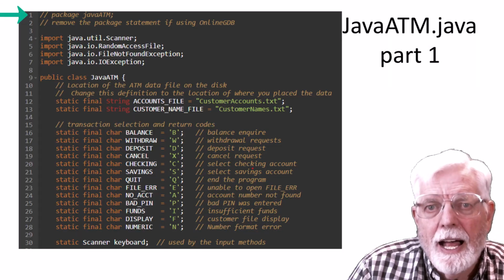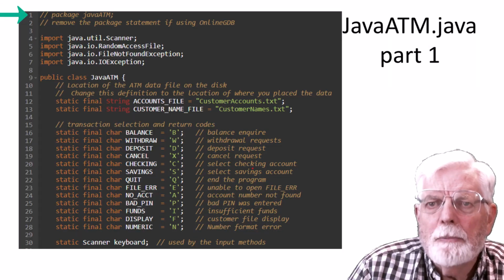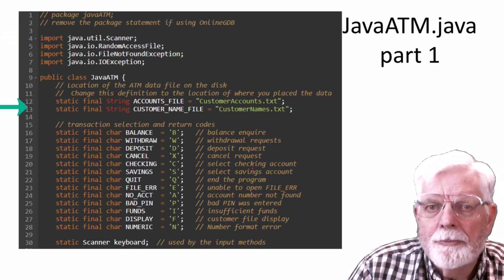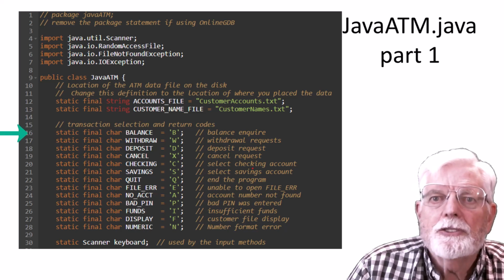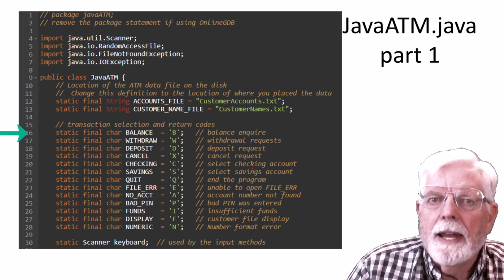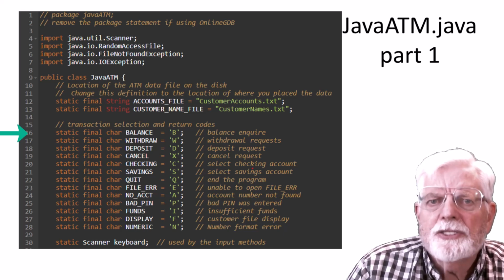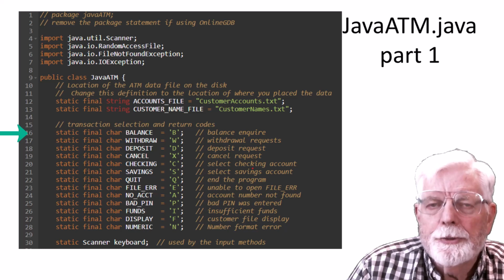The first thing I see is that the package statement on line 1 has been commented out because I'm looking at the code using online GDB. Then come the declarations for a bunch of constants. The names of the two data files are located here and are outside the curly braces for the module subroutine definitions. This makes them visible in all of the modules within the class.